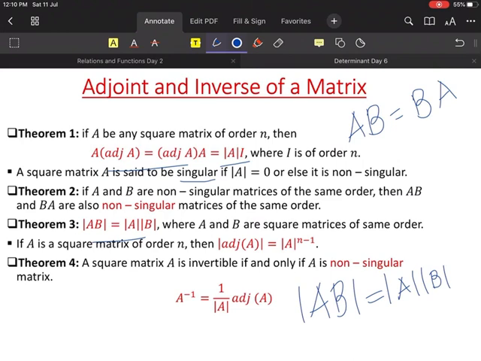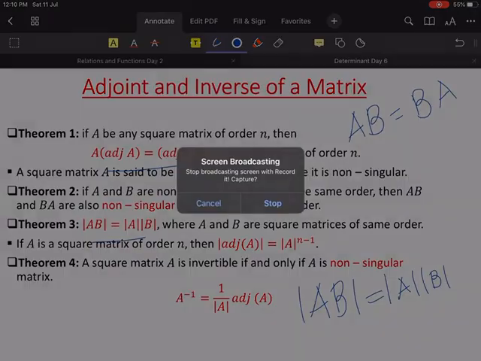Theorem number 4. A square matrix A is invertible if and only if A is a non-singular matrix, and A inverse is equal to 1 by determinant of A into adjoint of A. So these are the formulas which I will derive right now. So this is our adjoint and inverse of a matrix. So that's it.